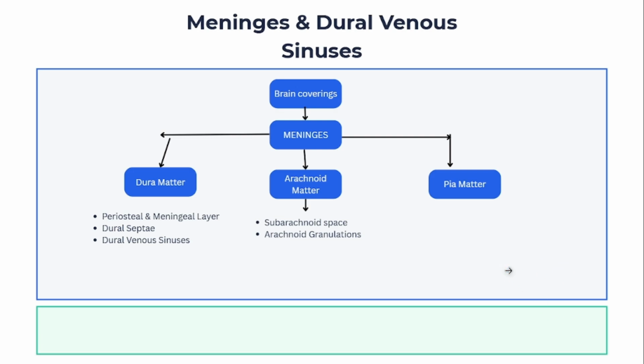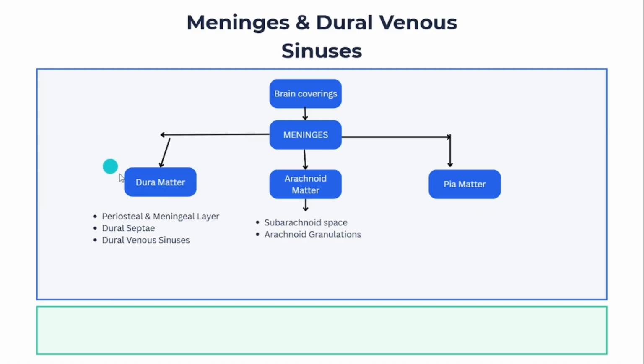Today our topic is meninges and dural venous sinuses. So meninges are basically the brain coverings. The brain is protected by means of these meninges, and the meninges are made up of three main layers: the dura mater, the arachnoid mater, and the pia mater.